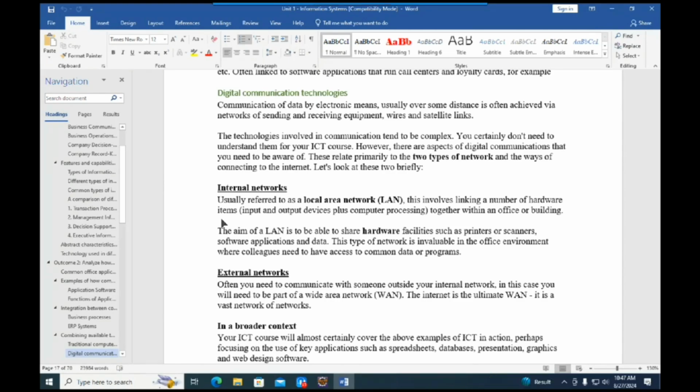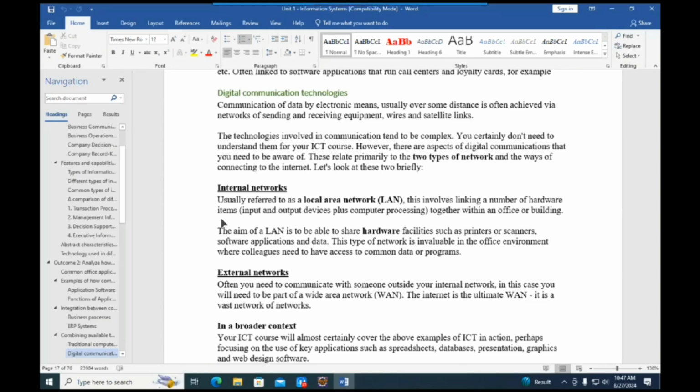So the technologies that are actually involved in communication are really complex, and at your level, you don't need to go into the details of them for you to be able to excel in your computing and information system course. But we need to focus on the two primary types of networks, and that is the internal networks, which we call the local area network, and the external network, which we call the wide area network.